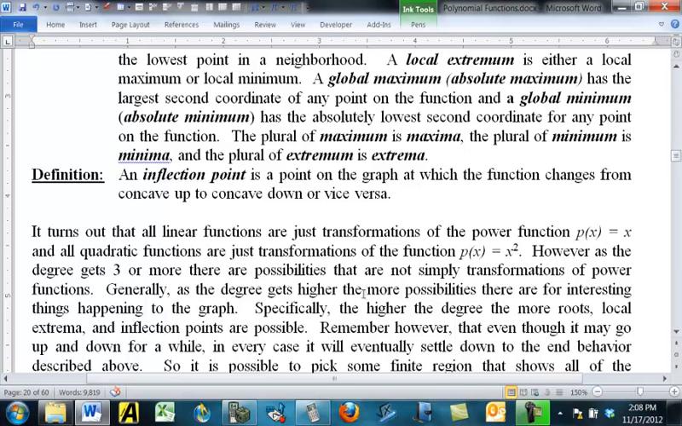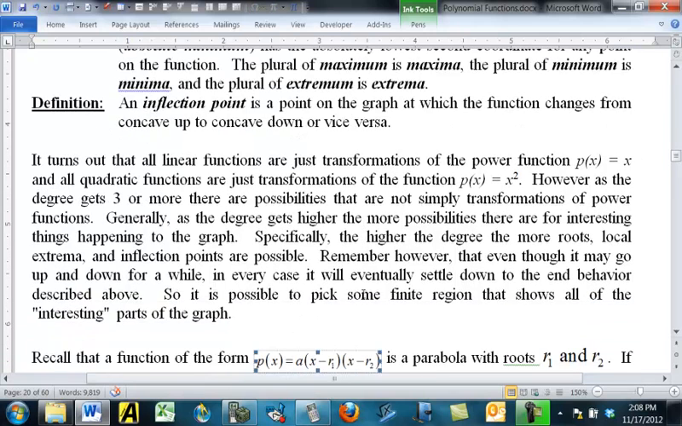So it may go up and down for a while, but it can only go up and down so much. And eventually the end behavior will settle down to what we've seen earlier. So it's possible to pick a finite region that contains all the interesting parts of the graph, although sometimes it's not possible to pick one window where you can really see all the interesting things. Like, there may be a window where if you're zoomed out far enough to see a minimum, you can't see maybe a local maximum somewhere else. And if you zoom in close enough to see that maximum, you lose the minimum.